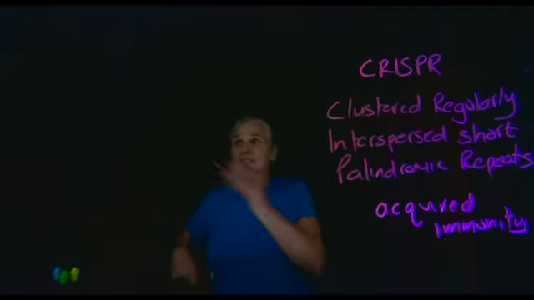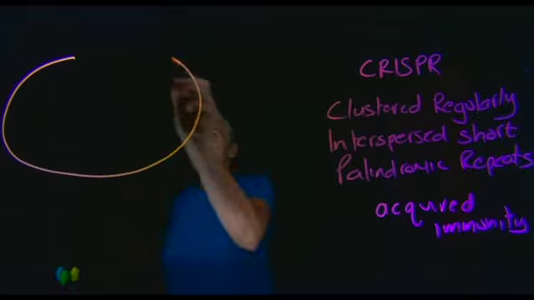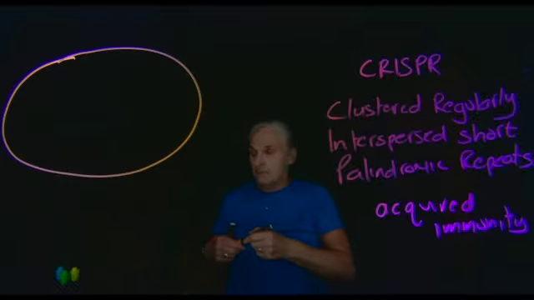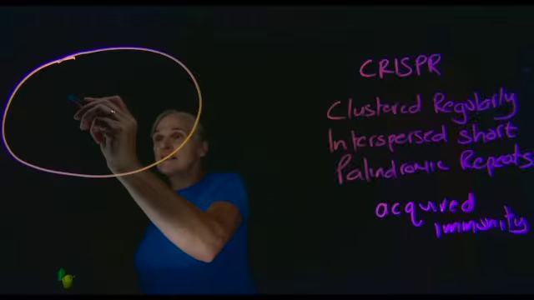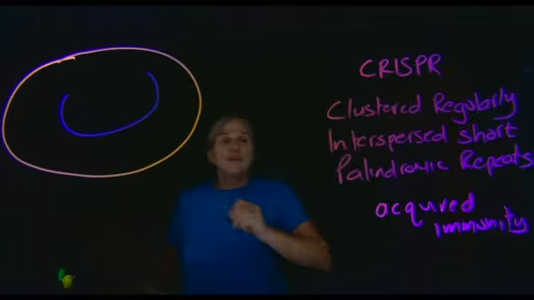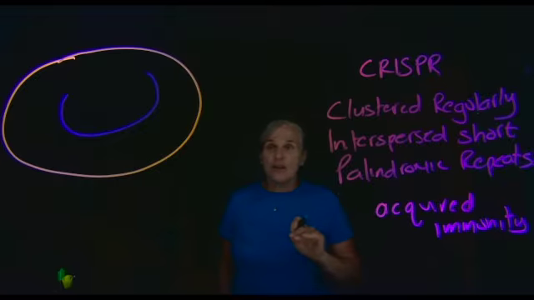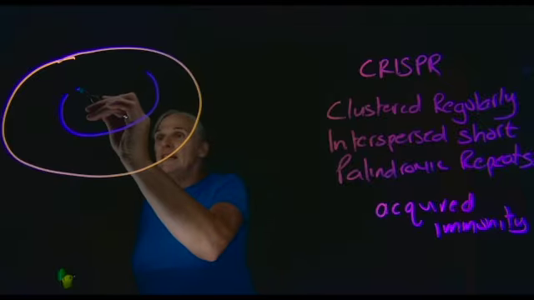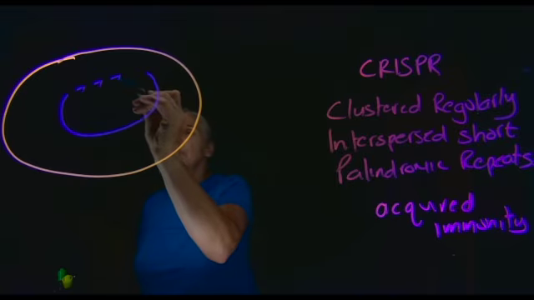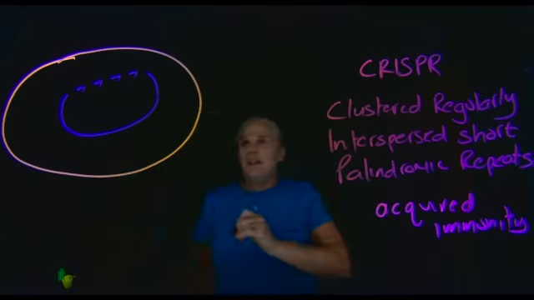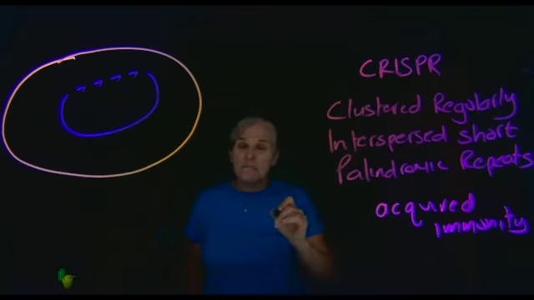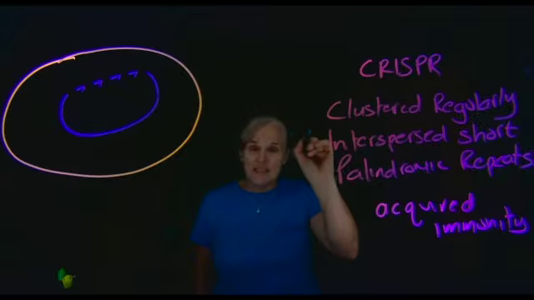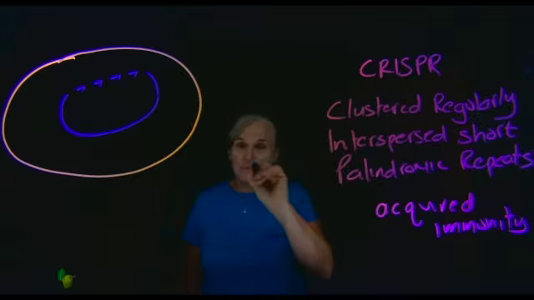So let's sketch a bacterial cell. Let me go ahead and depict the genome of that bacteria, which is circular, as are all bacterial genomes. Within that circular genome are found clustered, regularly interspersed repeats, and I'm going to depict them with this purple marker here. They are repetitive. They are also palindromic. What that means is the sequence of the top strand is identical to the sequence of the bottom strand backward.